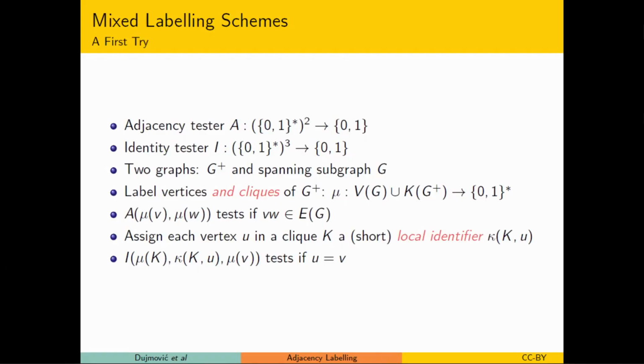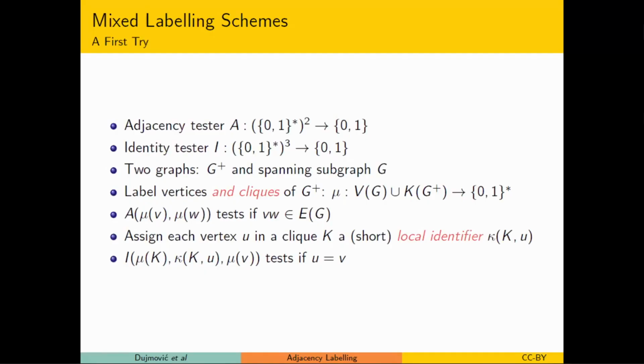There's an additional part which assigns, for every clique and every vertex of that clique, a local identifier for that vertex inside that clique. So if you imagine your graph only has small cliques, then the local identifier of a vertex that belongs to that clique should be much smaller than its description in the whole graph. That's the idea.